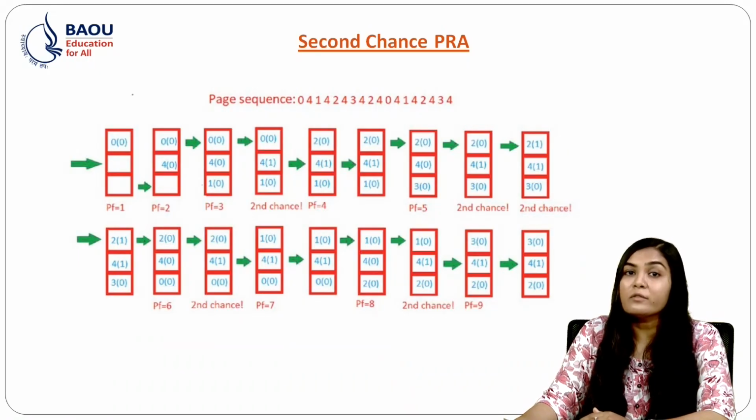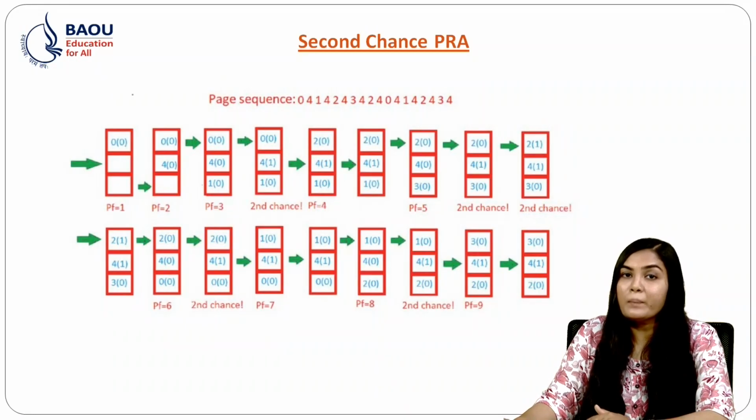When we pass 5, the frame will be 2, 4 and 1, and the second chance will be 0, 1 and 0. Hence 0 is replaced, and if its second chance bit was 0, it would not get a second chance. The pointer will be set at 1 and the page frame will be updated to 4.